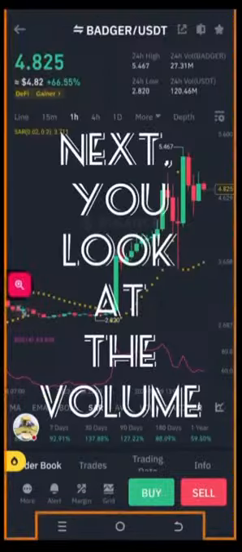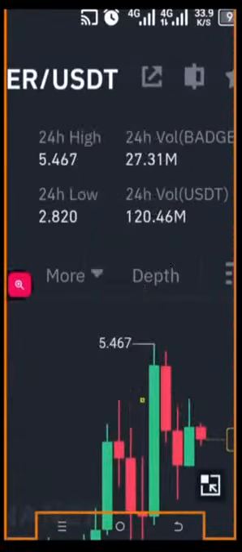You look at the volume. Look at the 24-hour high, where it went to, the max place it went to in the last 24 hours, right? Then you look at the low, right? But we're more concerned about the high because whatever we're doing, if it hit that place, it should be able to hit it or at least somewhere close to it, okay?